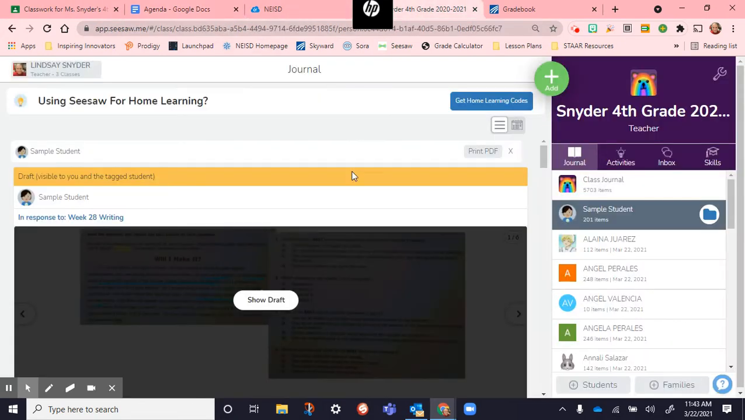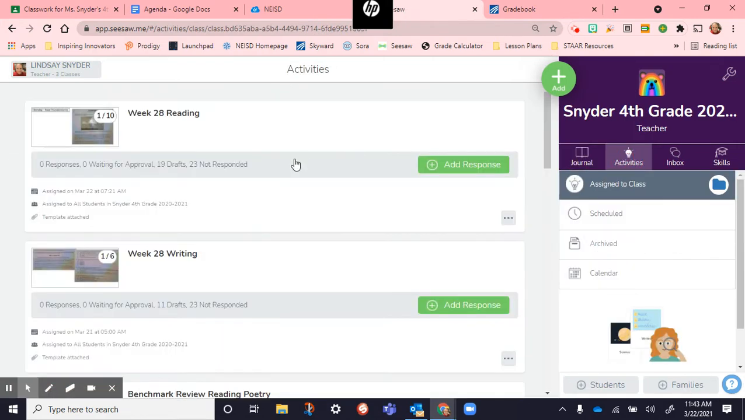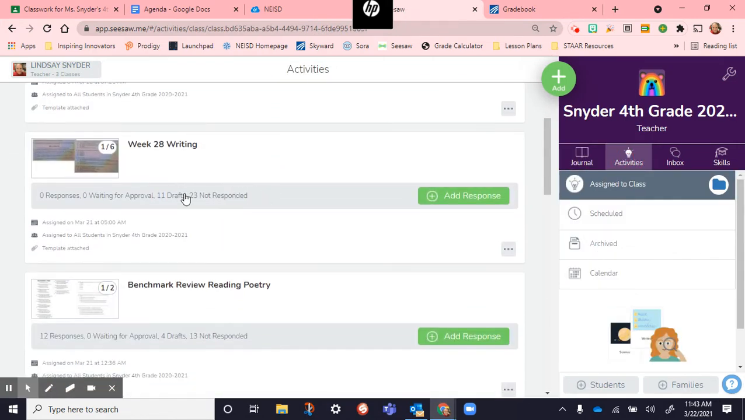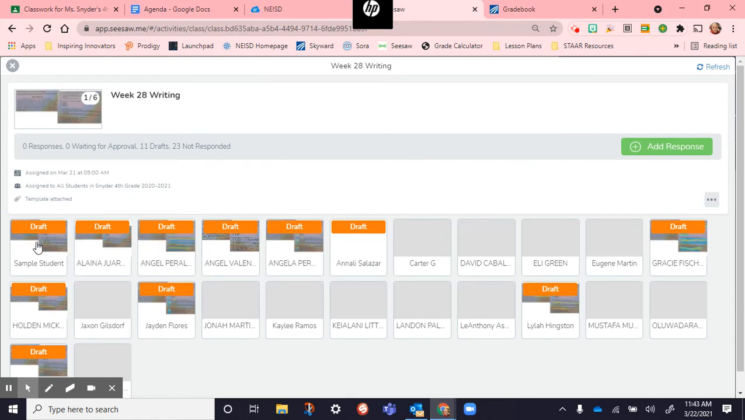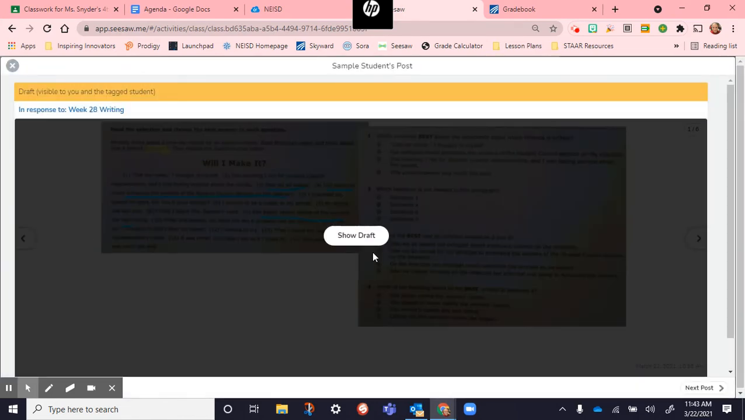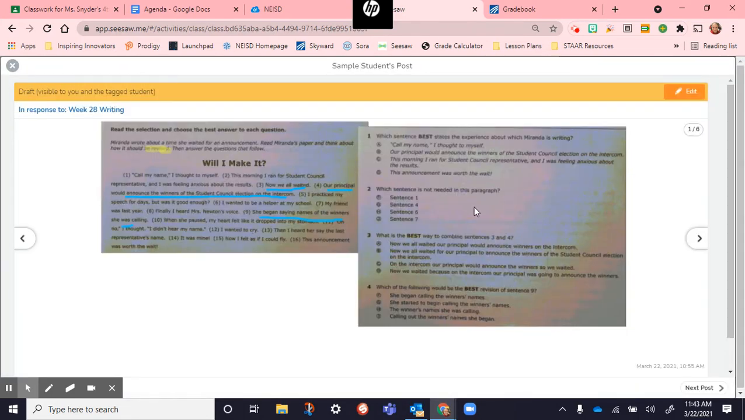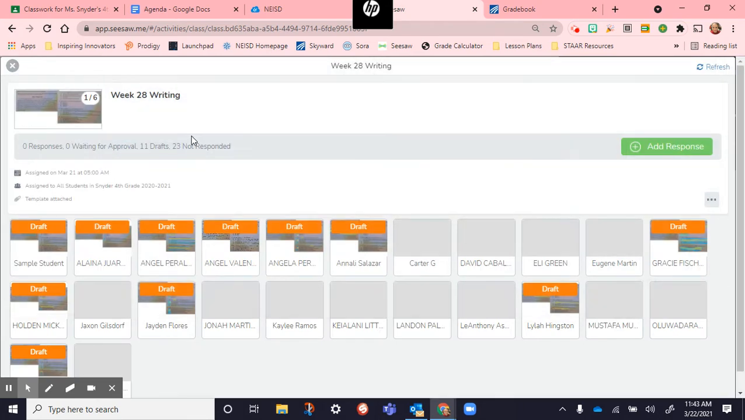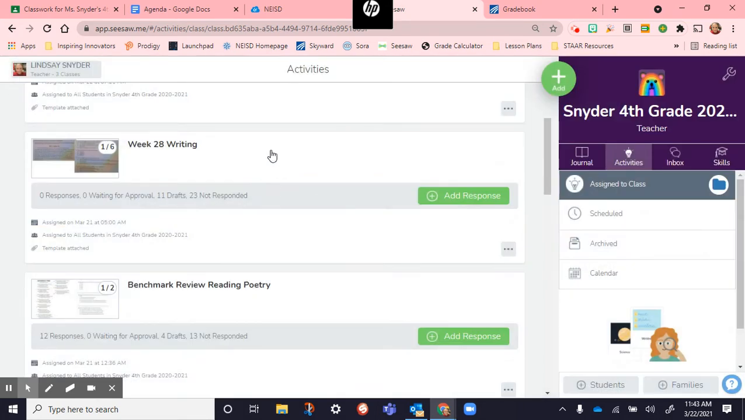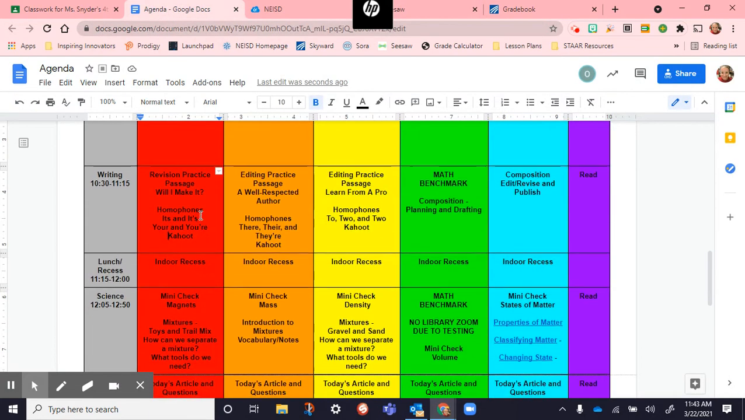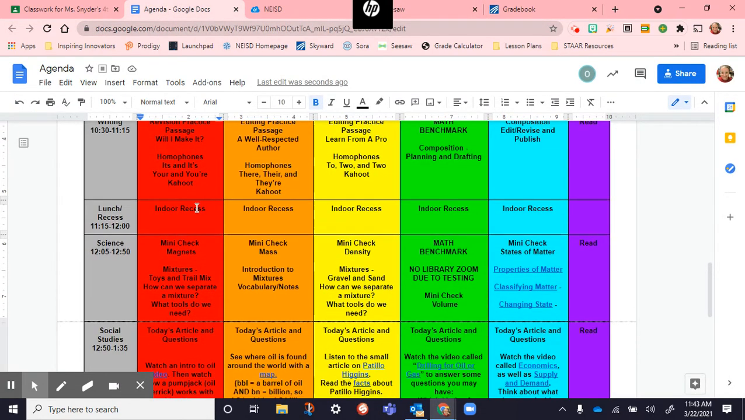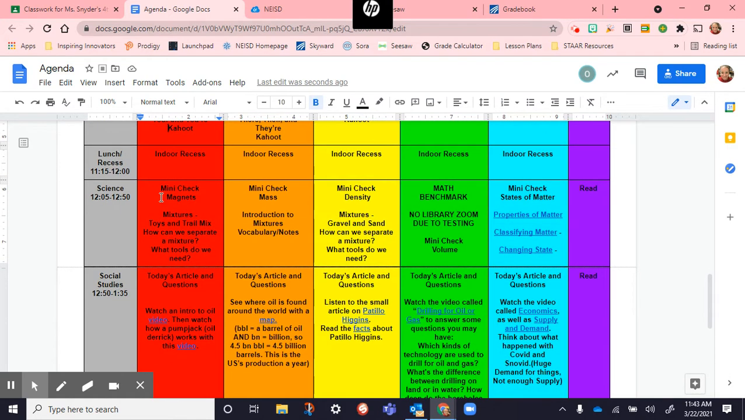That is in Seesaw Activities. Go down to Writing. Will I Make It? 1 through 4. And we worked with a group and worked on that. Draft that when you're done. Then we went to recess.